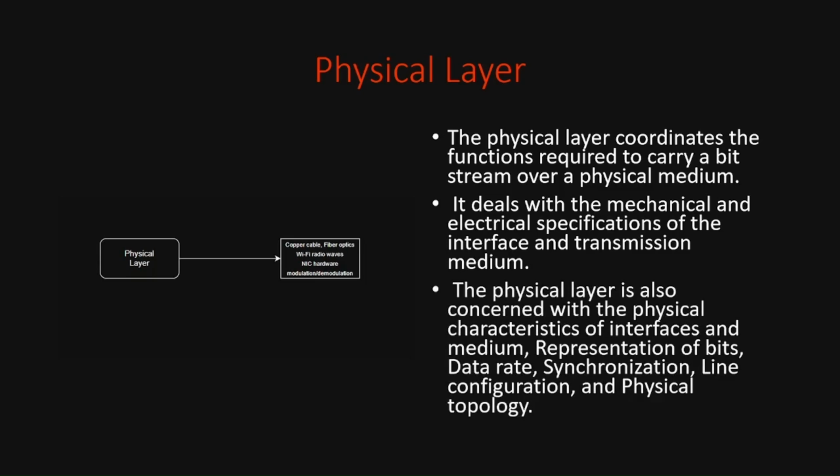And it gets even more detailed. The physical layer is also concerned with the physical characteristics of interface and medium, representation of bits, data rate, synchronization, line configuration, and physical topology. So, whether the data travels as square wave or pulses, whether device sends data one at a time or together, whether the network is arranged like a star or a bus, all of that starts right here.